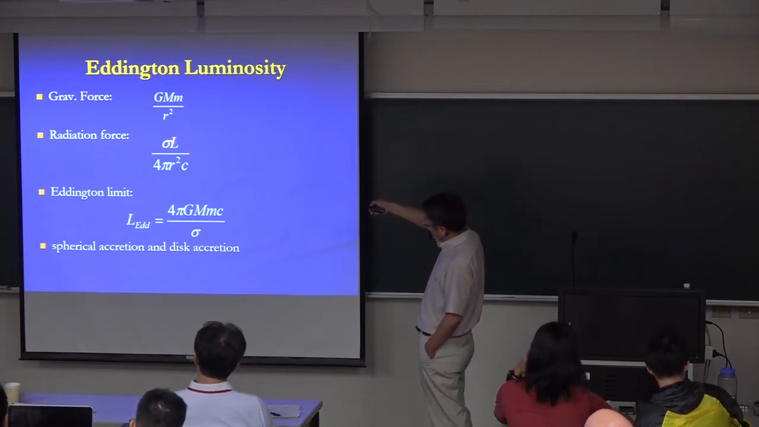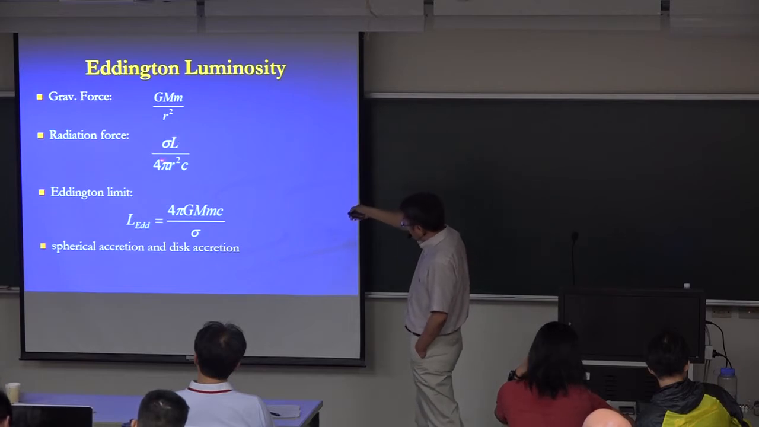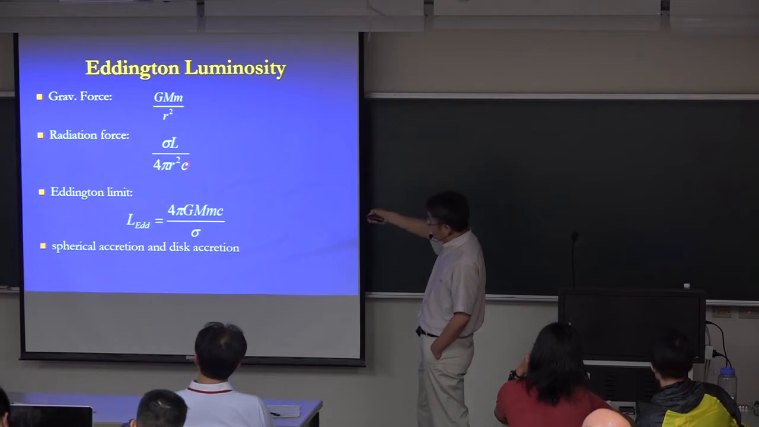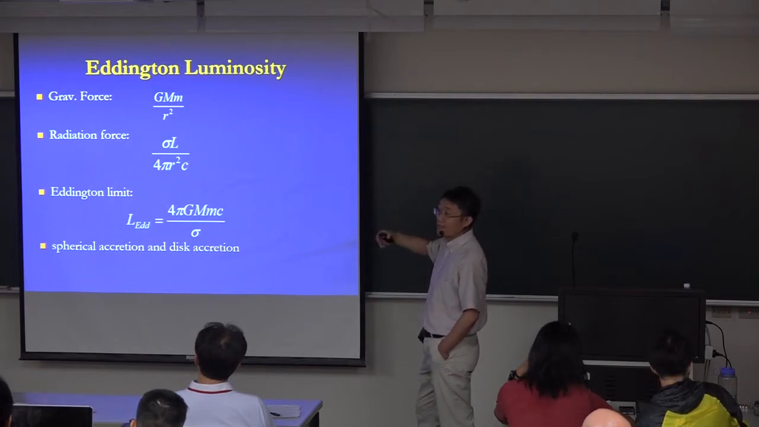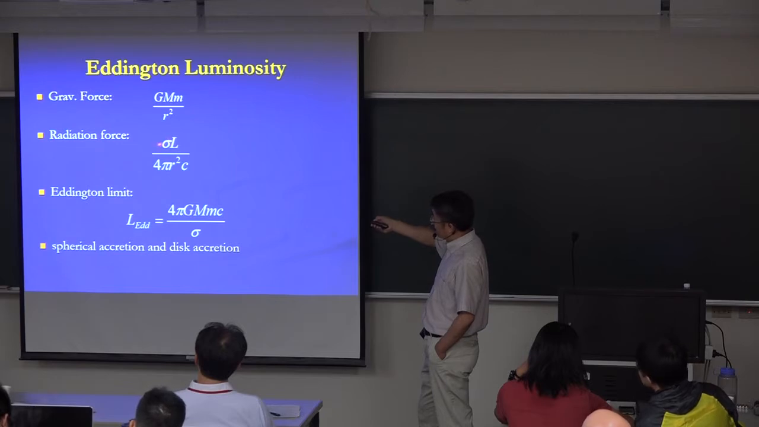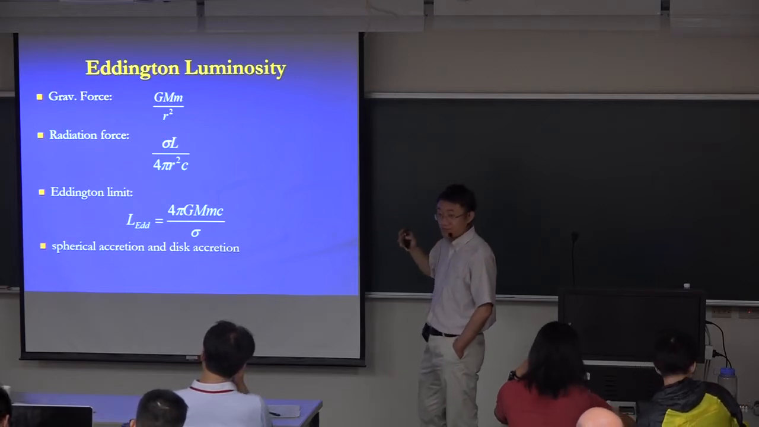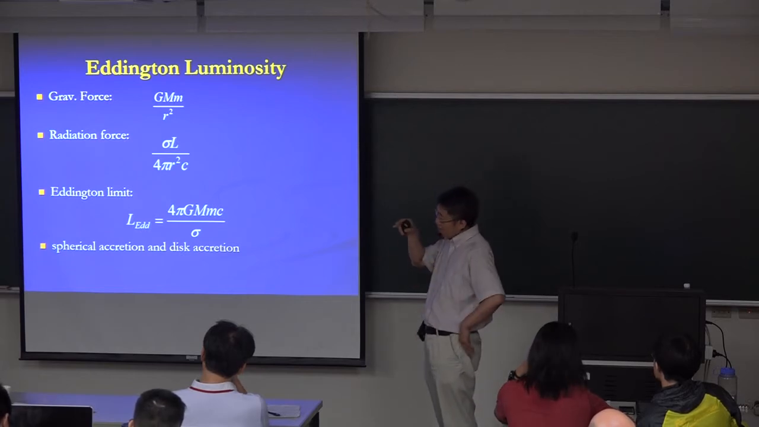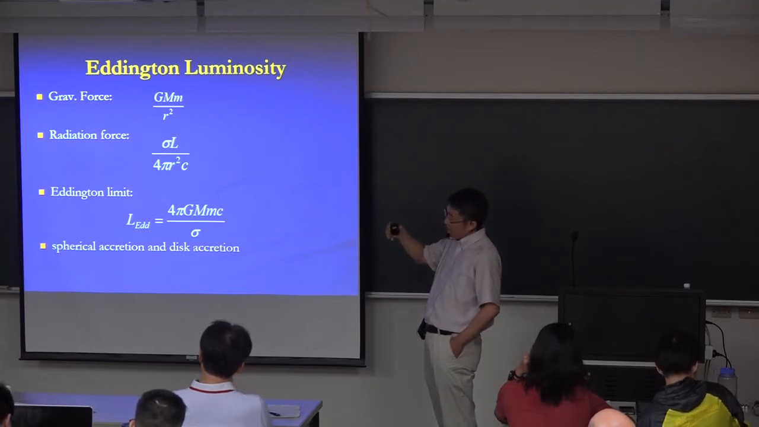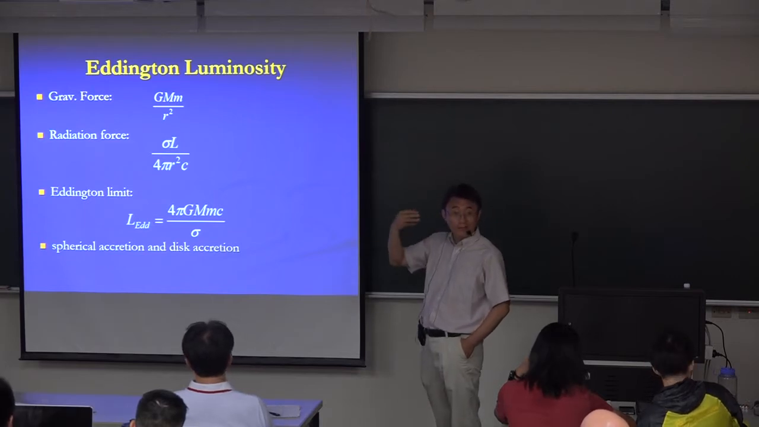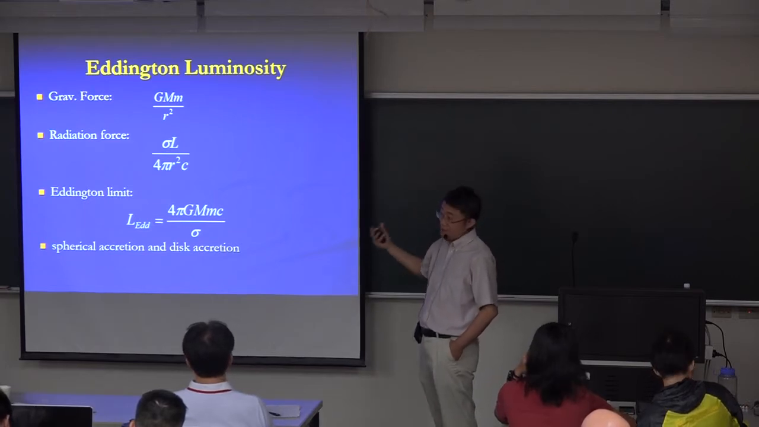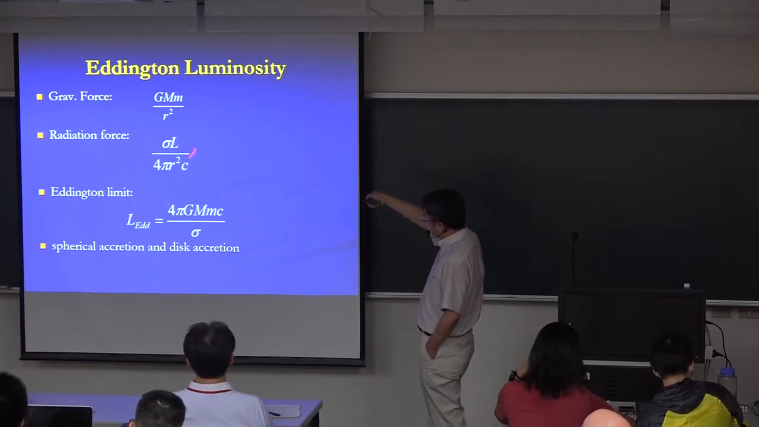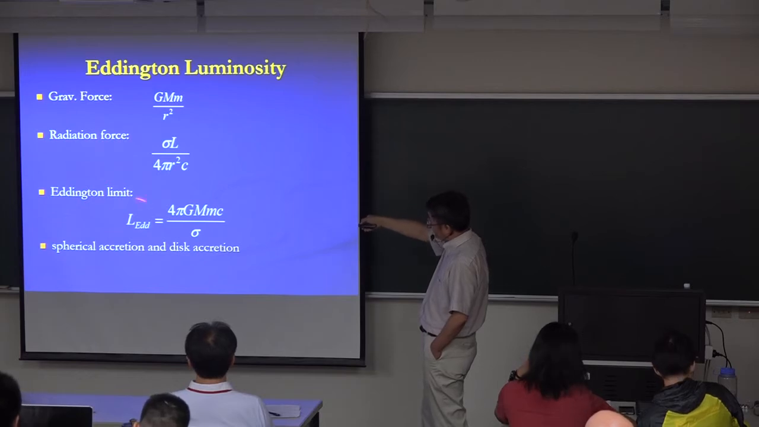This is also easy. So this L over 4 pi r squared means the flux, right? Divided by c, this means the momentum flux. So this sigma means the Thomson cross section. So this means one electron will accept what fraction of the momentum flux from radiation. By definition, this is the radiation force. So I equate this and this together, and that will give us the Eddington limit.